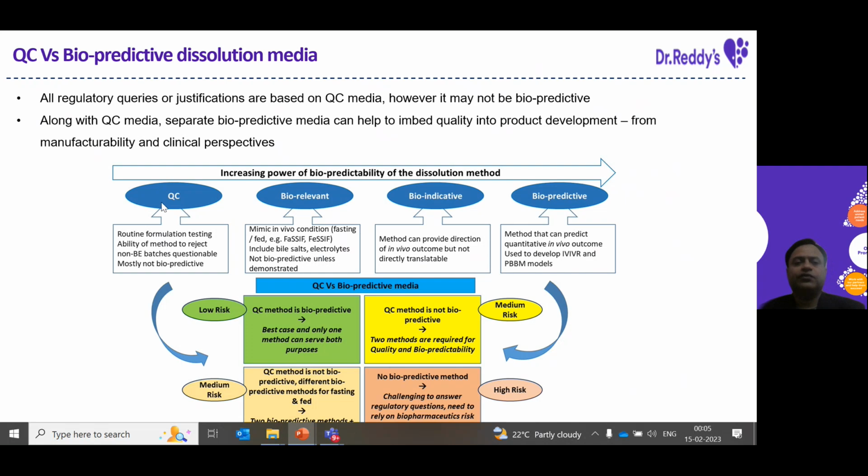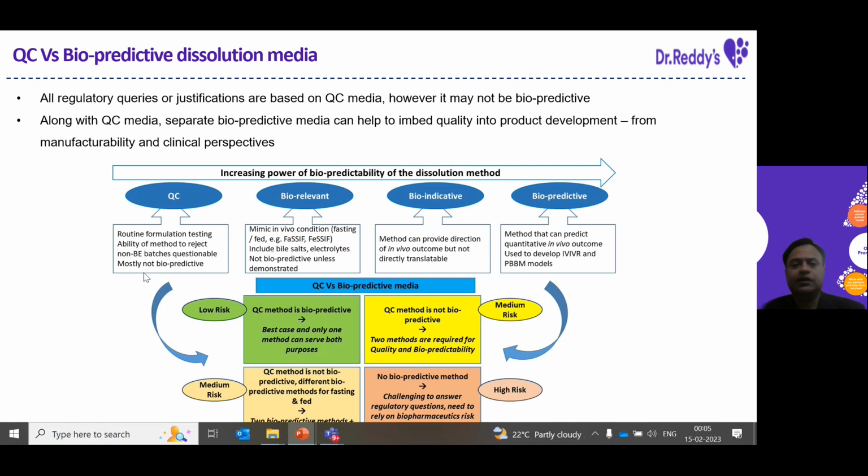As we know, QC is routinely used, and that dissolution method should have the ability to reject the non-BE batches based on this dissolution media. But most of the time, this is not biopredictive.